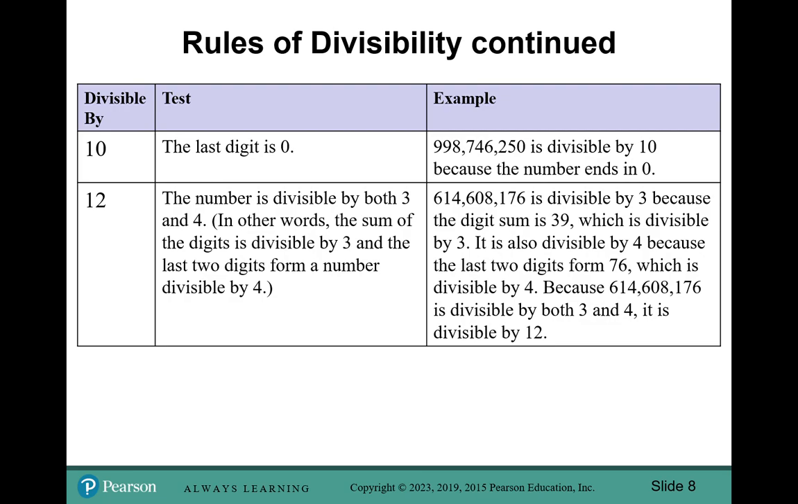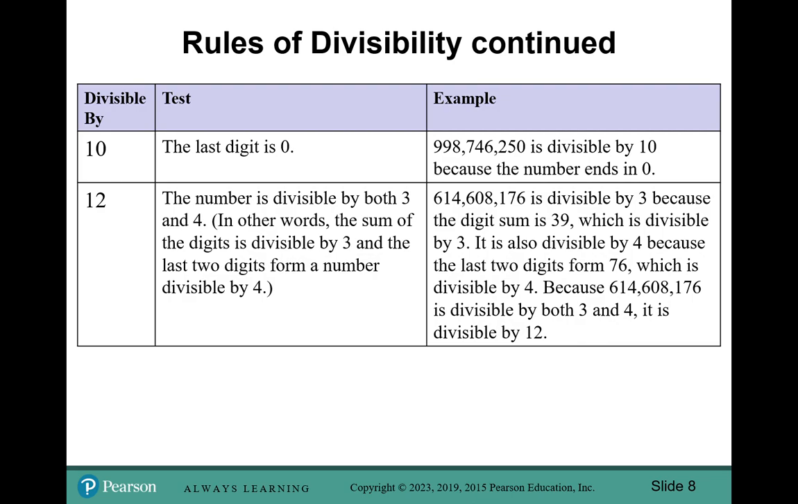If the number is divisible by both 3 and 4, in other words, the sum of the digits is divisible by 3, and the last 2 digits form a number divisible by 4, then that overall number is divisible by 12. If we look at 614,608,176, we can see that that is divisible by 3 because if we sum all those numbers, 6 plus 1 plus 4 plus 6 plus 0 plus 8 plus 1 plus 7 plus 6, that digit sum is 39. And 39 is divisible by 3.